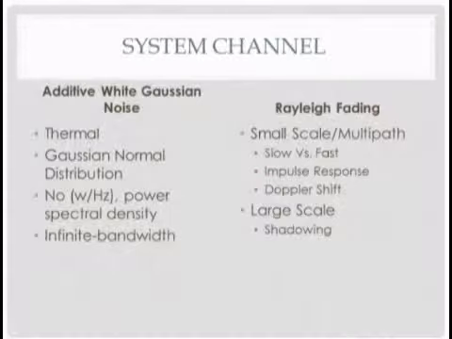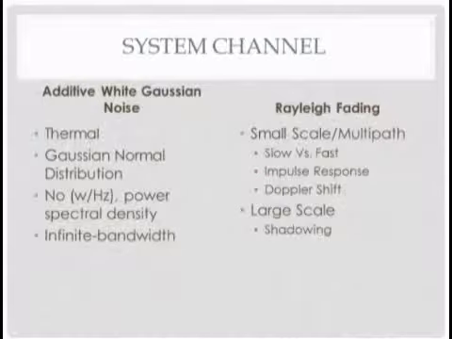So okay, I'm just going to talk a little bit again about the different channels. White additive Gaussian noise is usually generated by thermal processes, so it's always around us. It is a Gaussian normal distribution, and generally it's infinite bandwidth, and therefore it has, in theory, infinite power. Generally N0 denotes the power spectral density. So if you have a band-limited channel, you can calculate the power of the noise based off of N0 times the bandwidth.